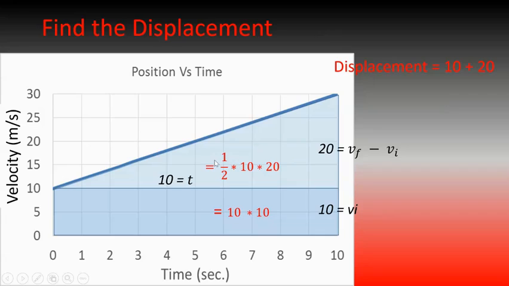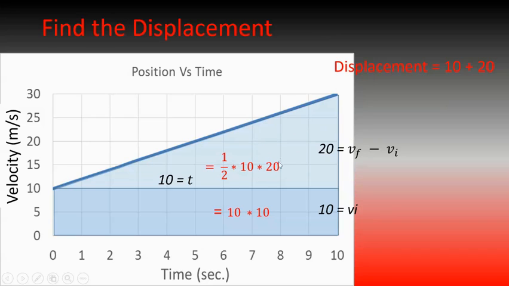Now, the top triangle, the height of it is equal to Vf minus Vi, just like we saw with the acceleration. It's the final velocity minus initial velocity. The base of the triangle is also equal to time. It's the 10 seconds that go by. And so if you multiply those two numbers together and divide by 2, you get the area of this triangle.